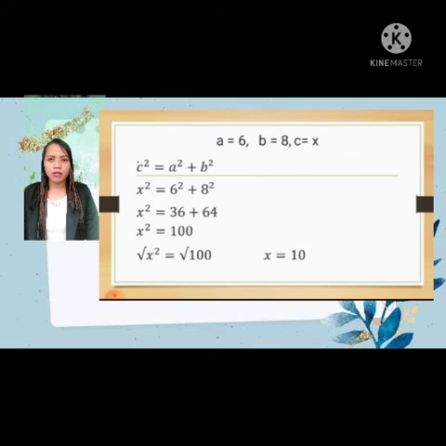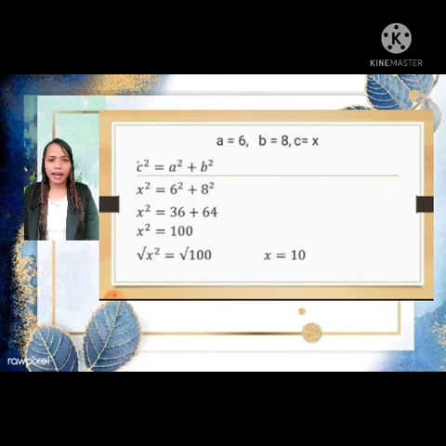So we simplify to isolate the variable x. In order to get the value, we take the square root of both sides of the equation, where we get x equals the square root of 100. So we take the square root of 100 and it is equal to 10. So here the value of x, or the hypotenuse, is a length of 10.